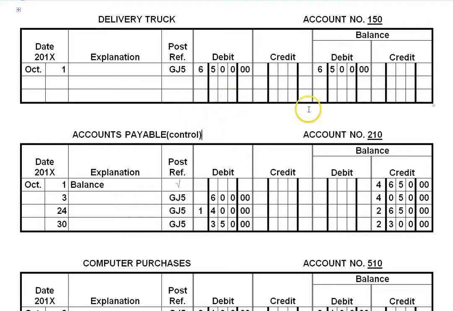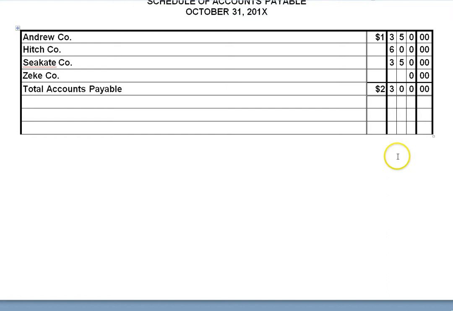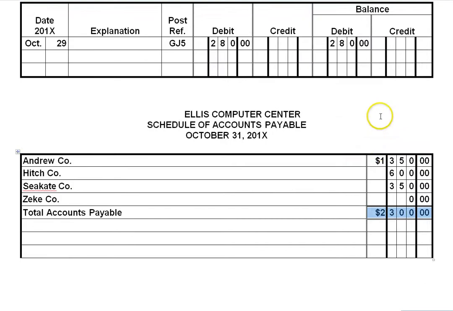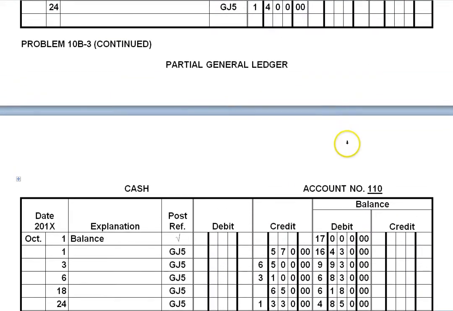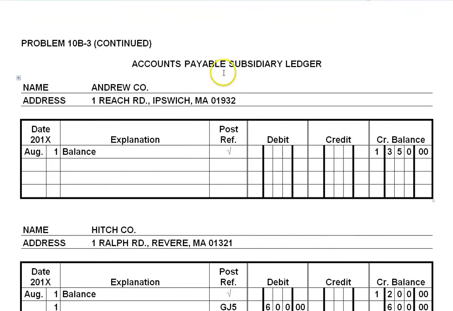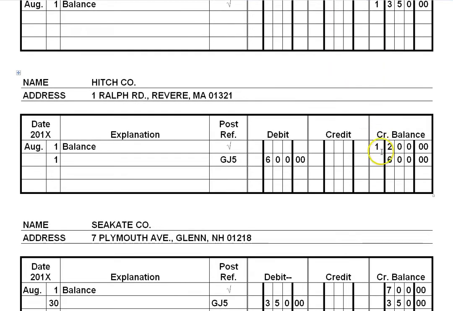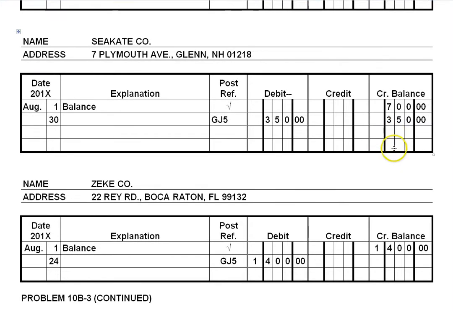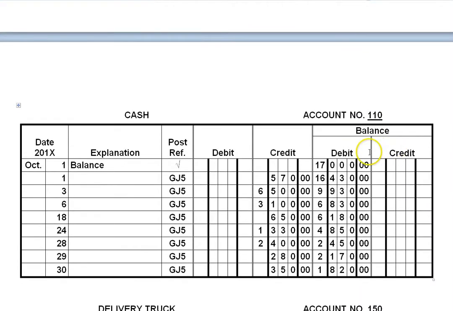And then the balance of 23, one more time, has to be in agreement with the sum of the individual accounts from the subsidiary ledger. Now, the rest of this stuff here is simply general ledger posting. We already went through the subsidiary ledger, the accounts payable ledger, as it's called. We already went through the balances in the subsidiary ledger.